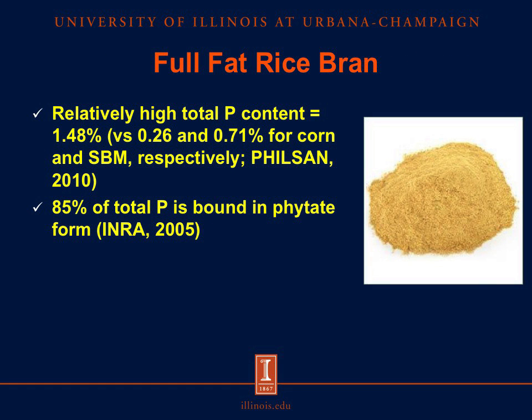Aside from the other nutrients mentioned, full-fat rice bran contains a relatively high total phosphorus content, which is 1.48% versus 0.26 and 0.71% for corn and soybean meal respectively. However, 85% of total phosphorus is bound in phytate form, which means a lot of the phosphorus content is not utilized efficiently. This could be improved by supplementation of phytase and proper evaluation of its bioavailability.